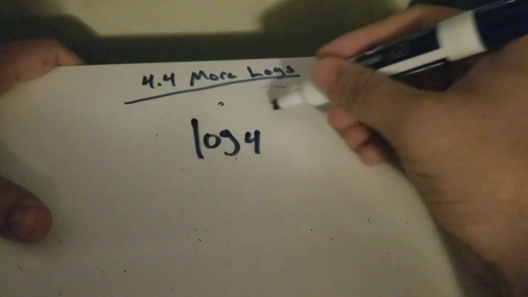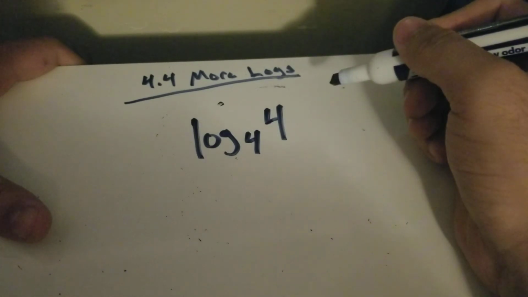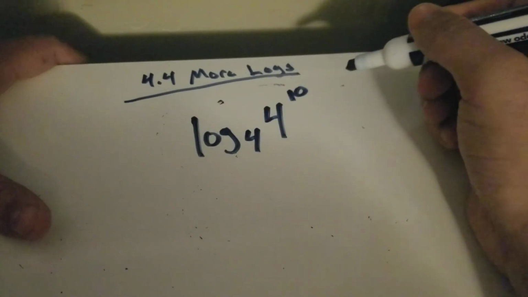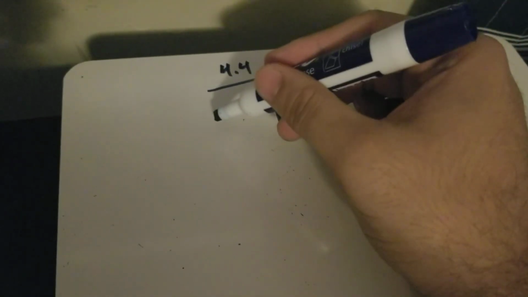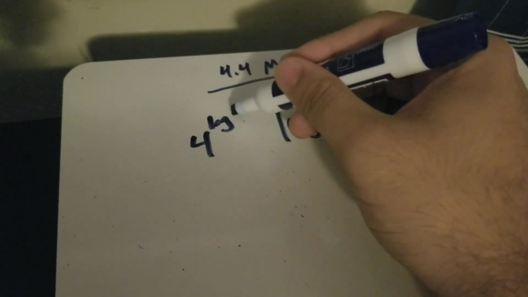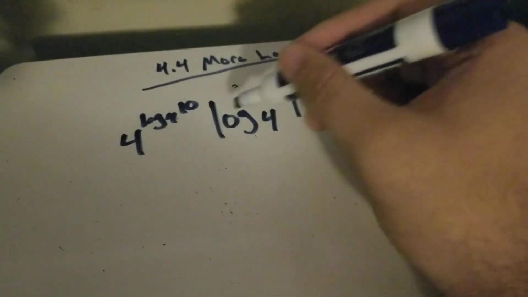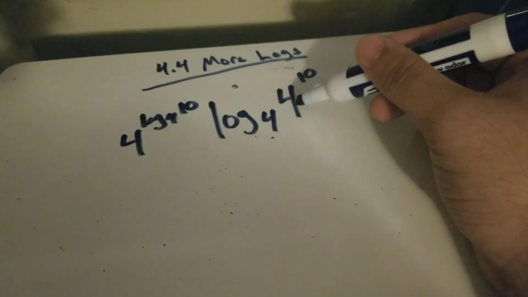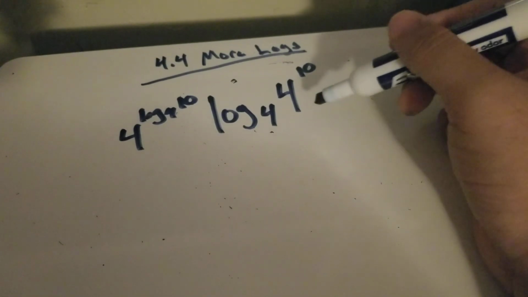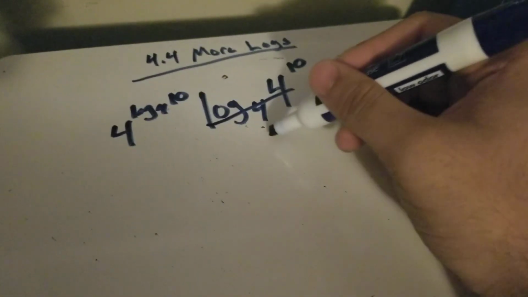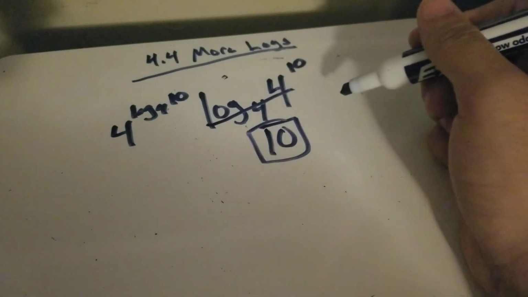So it also works in reverse. So what do I mean by reverse? Log base 4 of 4 to the 10th power. Last time it was the base of an exponent to the power of the base of the log. Now this is the base of a log to the base of an exponent. They still cancel out, and all that's left over is 10.